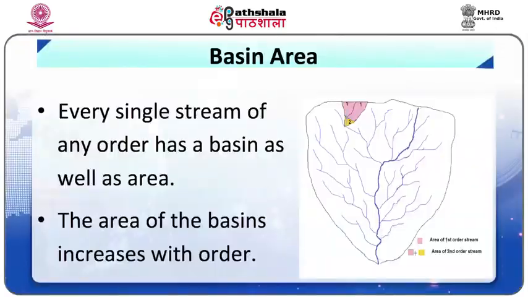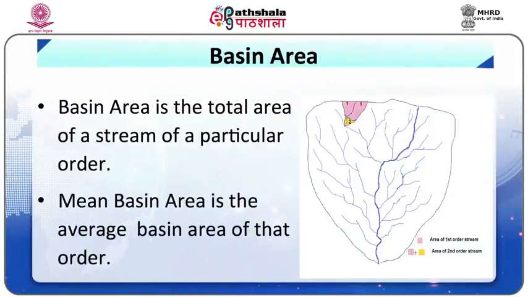Now come to basin area. Every single stream of any order has a basin as well as area. The area of the basins increases with order. Here the area of two first order streams is shown in pink color. Both the streams are contributing to one second order stream. The area of that second order stream includes area of both first order streams contributing to it and some extra area. So the area of the stream increases with order.